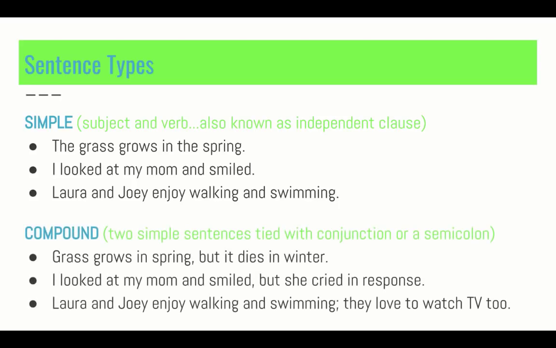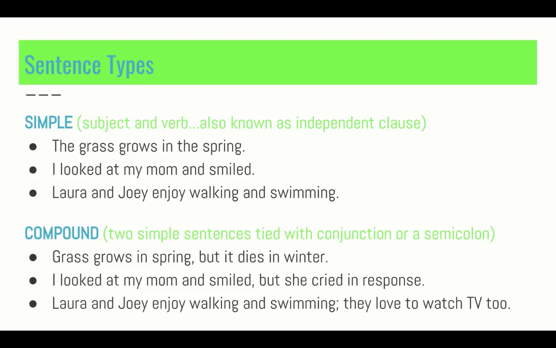Now, a compound sentence is when you have 2 simple sentences tied together with a conjunction. Conjunctions are like and, but, or, things like that. So, grass grows in the spring, but it dies in winter. Notice that there's a comma before the conjunction. Grass grows in the spring, comma, but it dies in the winter. I looked at my mom and smiled, but she cried in response.